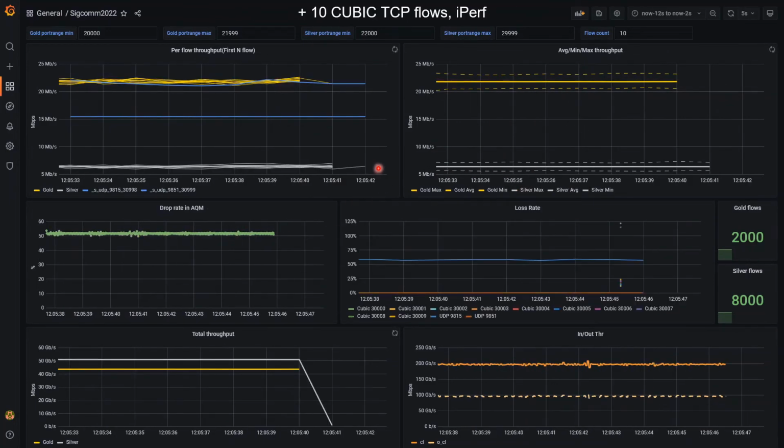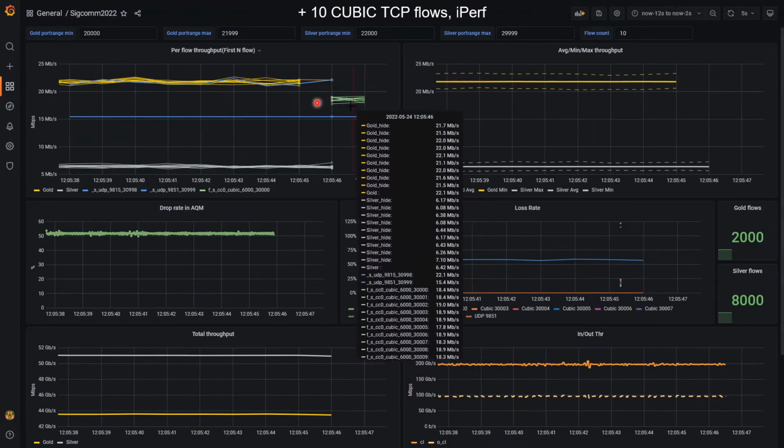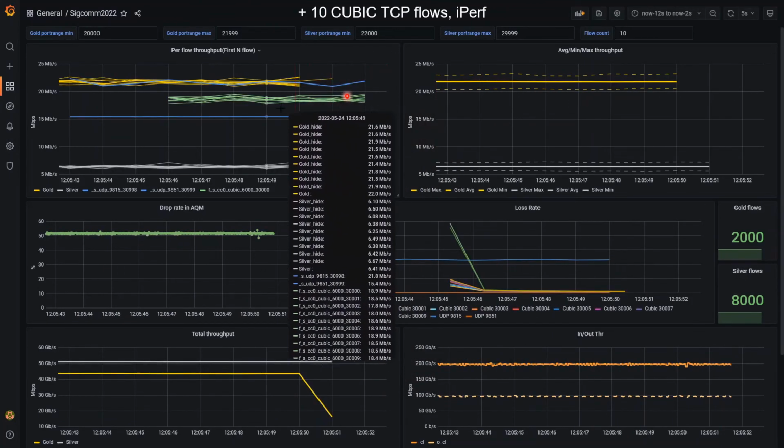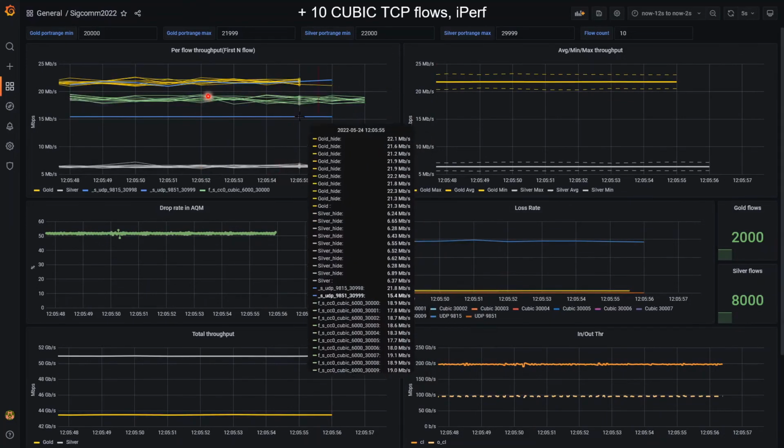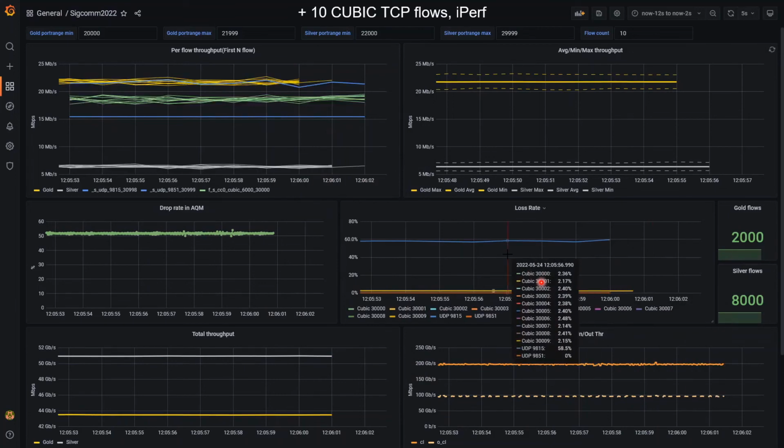Now let's start 10 gold cubic TCP flows. They don't get as much throughput as an ordinary gold flow, but still significantly more than a silver flow. Notice that their loss rate is small. Loss is used as a congestion signal by TCP.